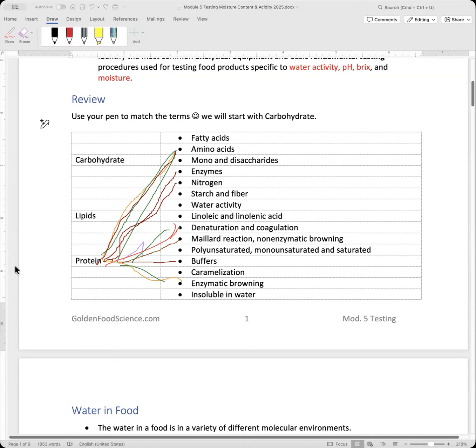So denaturization is the uncurling, and coagulation is the curdling.